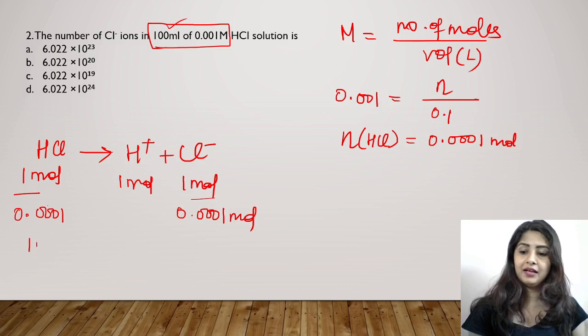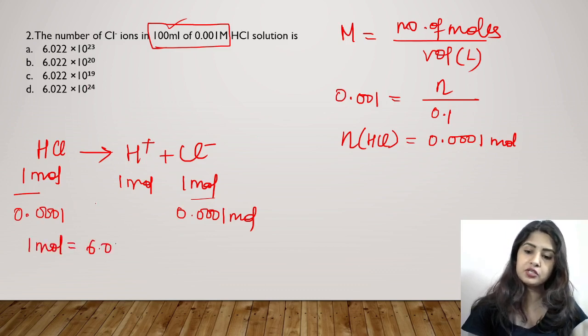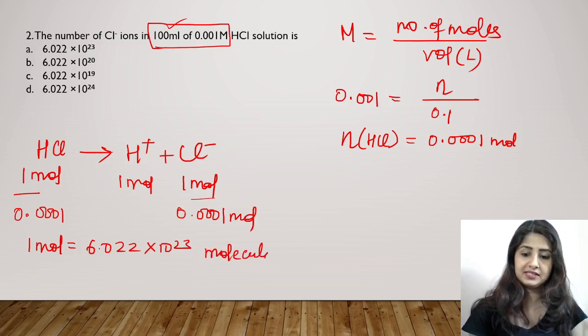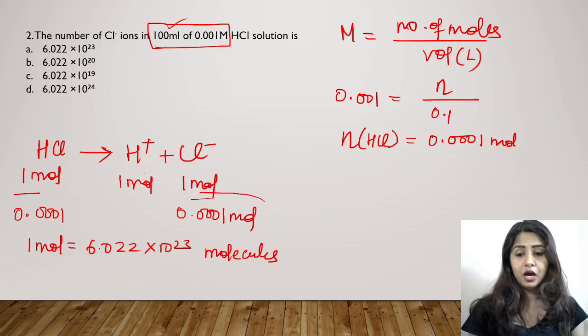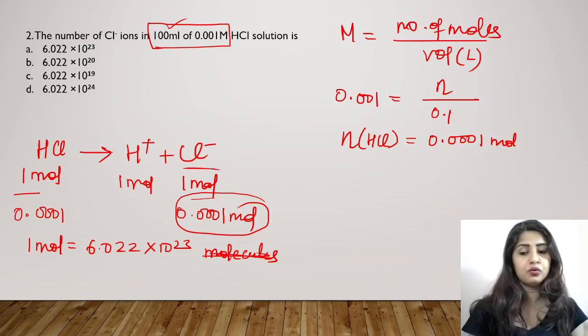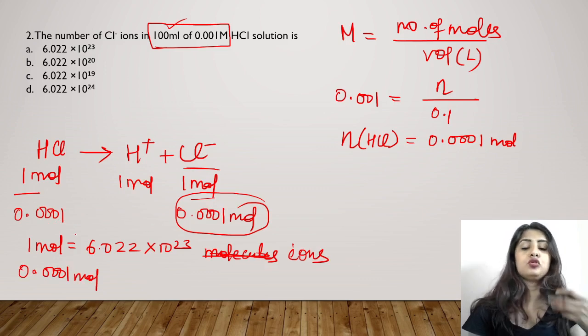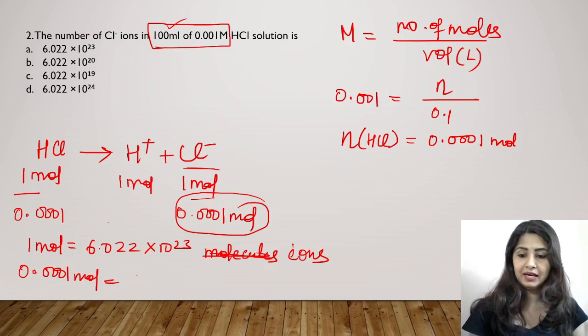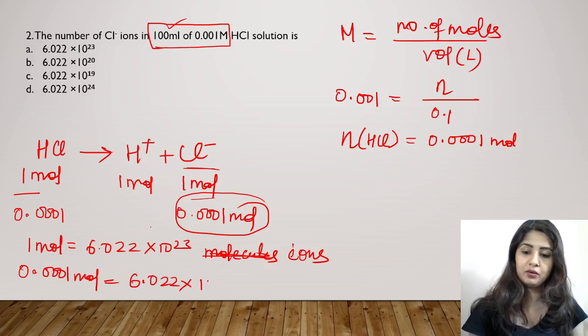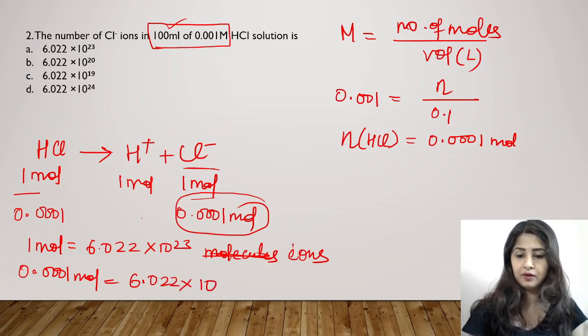We know the standard that 1 mole consists of 6.022 into 10 to the power 23 molecules. I hope you know this. This is the standard relation. Let's consider ions. 1 mole of Cl minus consists of 6.022 into 10 to the power 23 ions, right? So 0.0001 mole consists of how many ions? We will do the cross multiplication and we get the answer as 6.022 into 10 to the power, with 4 reduced from 23, so it comes as 19 ions, right?